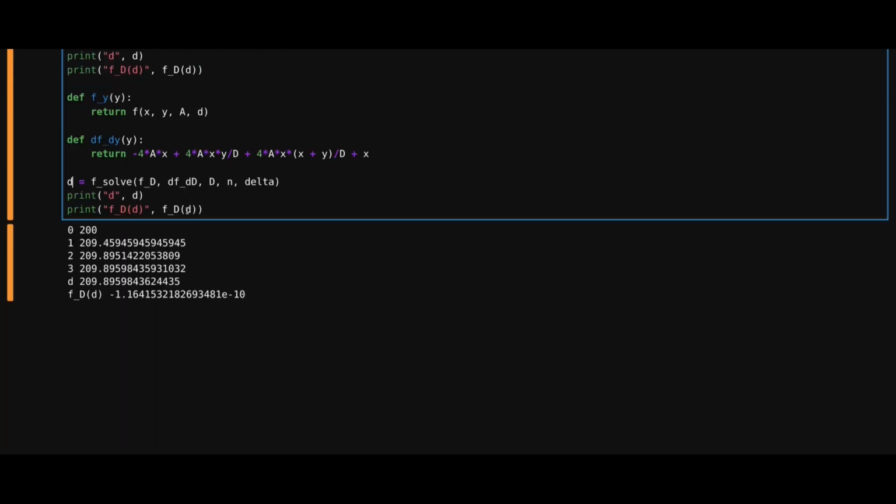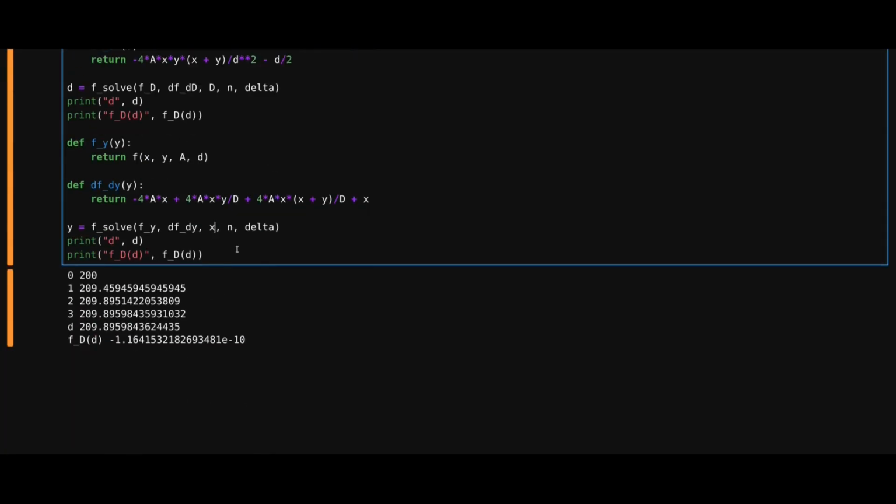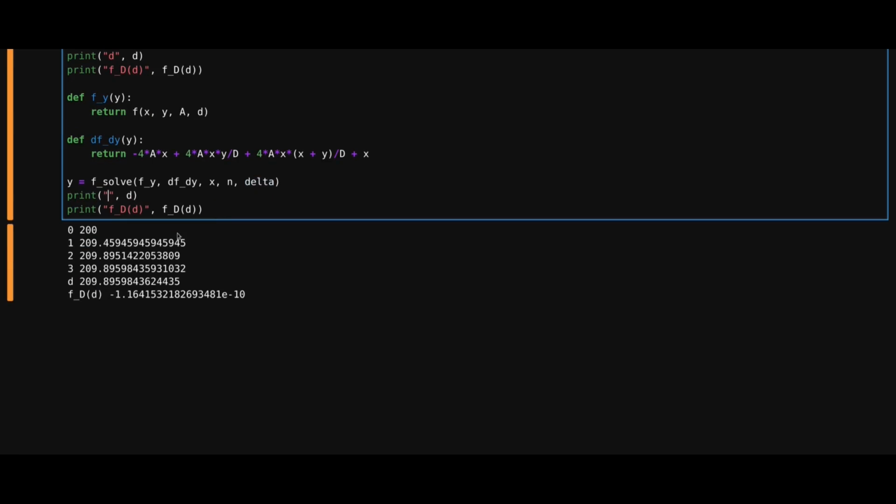So paste it here. The output will be a y. The function that we're feeding is f of y. The derivative of this function will be df dy. And for the initial guess, how about we put in this x value? So let's put an x here, and the number of iterations will be n, and delta will be the same, which is equal to 0.0001. So we'll print out y that was returned by Newton's method, and then we'll also evaluate f of y, passing in this y that was returned by Newton's method.